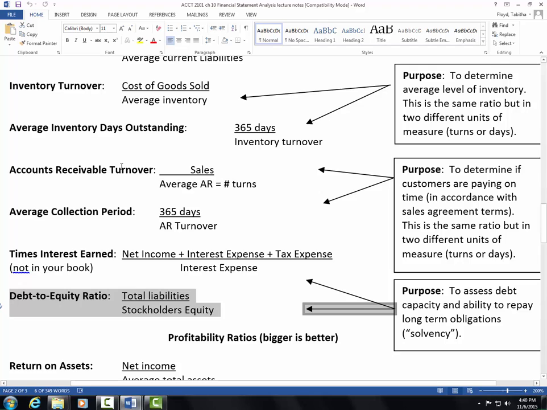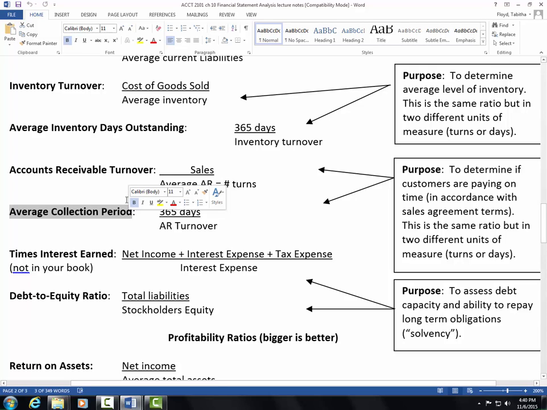You can convert both of those into days, average days outstanding, or average collection period for accounts receivable. And I think the days are easier to understand. You would take 365 days divided by your turnover ratio, and that would give you the number of days it takes on average to sell your inventory, or the number of days on average it takes to collect your accounts receivable. Both of those, for the days, you would want the lower number of days, right? The lower number, the better.